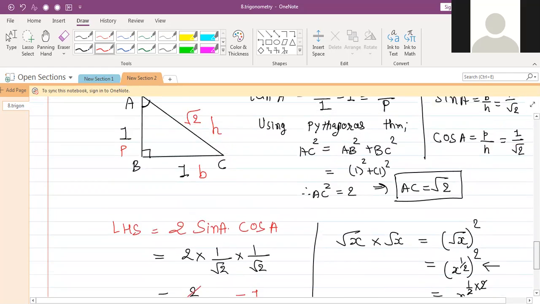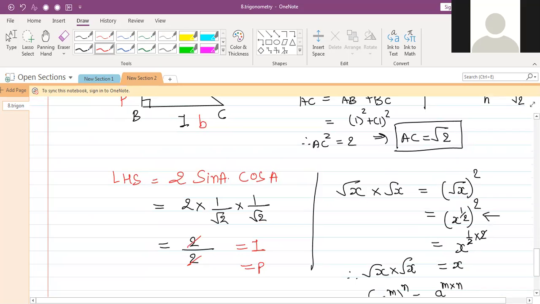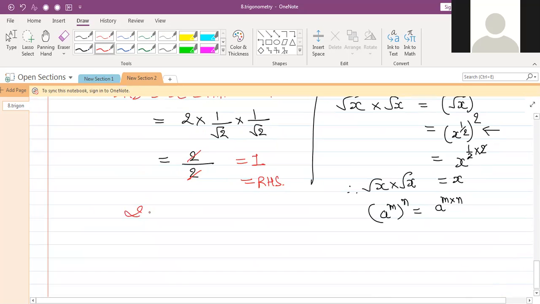And here we have to verify. In verification, the right hand side is also given as 1, that means this one is true. We get the right hand side. Understand? So this one is true for this question. That means 2 sine A into cos A is equal to 1 always.